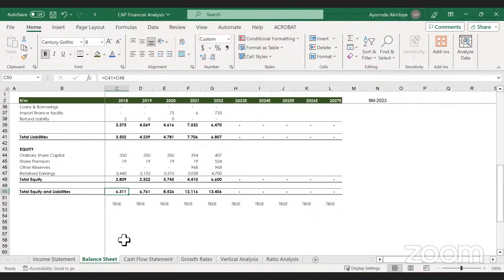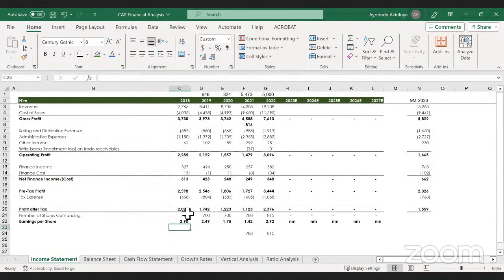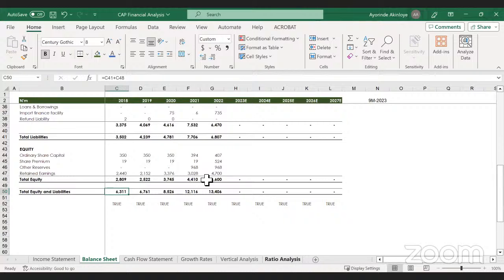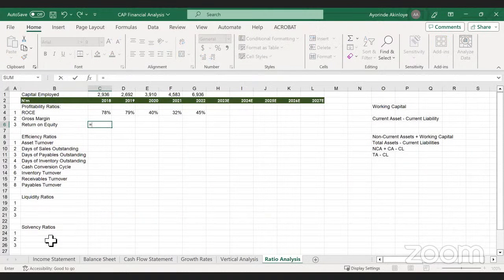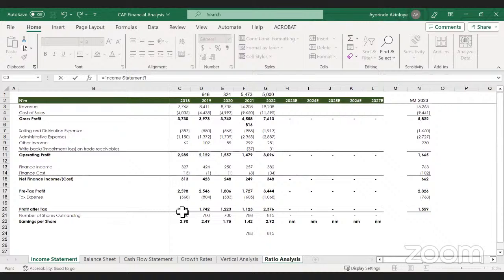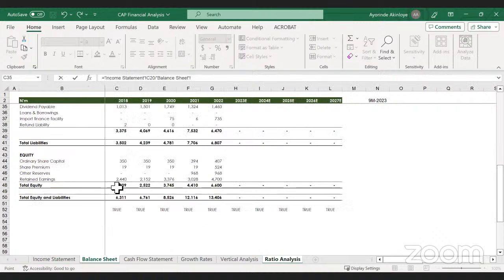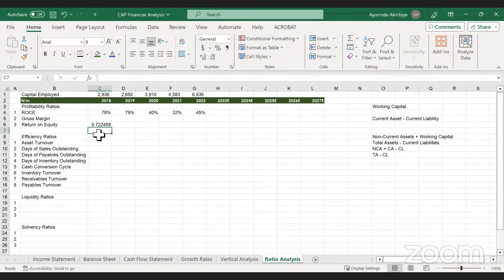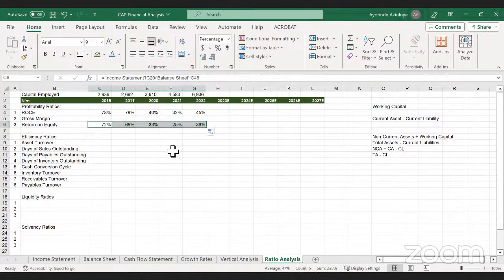So return on equity is basically profit after tax divided by total equity, right? So let's do that. Profit after tax divided by total equity. That's in percentage terms, 72%, and then you can drag across.